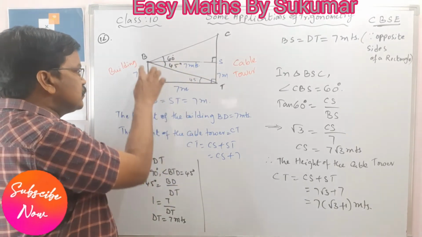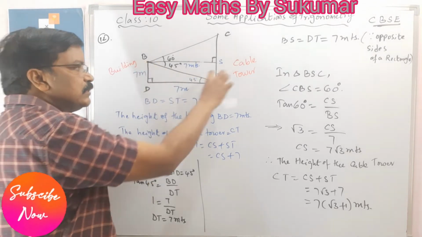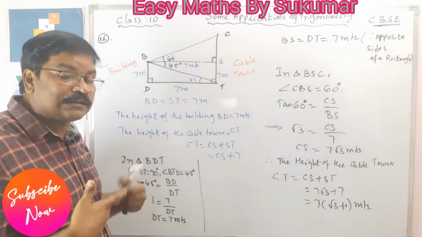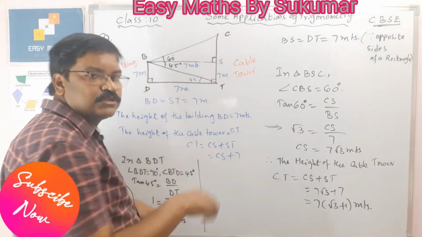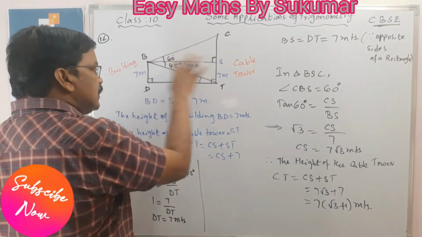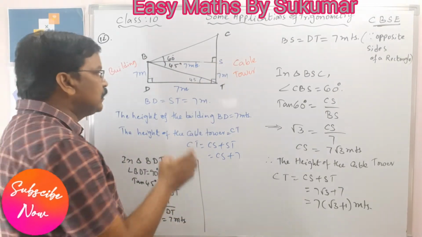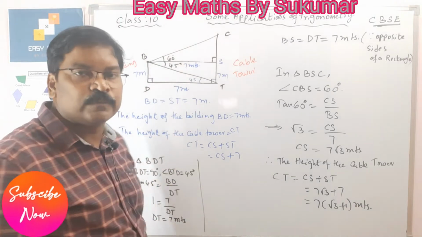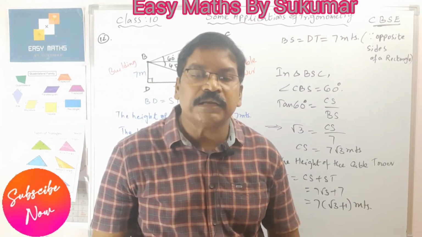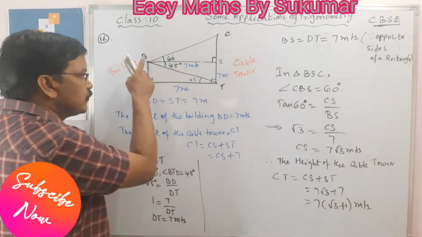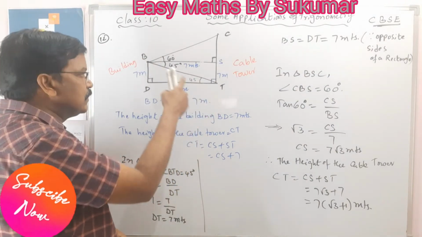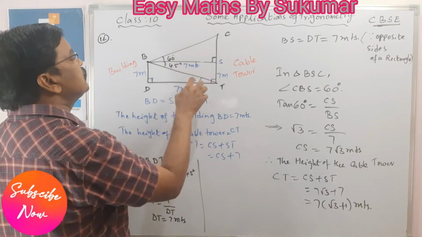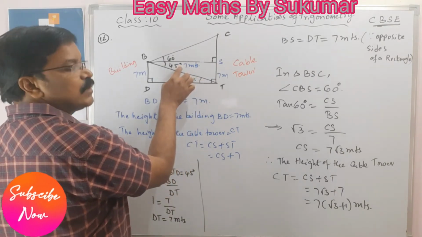So my dear students, the building height is given as 7 meters. It is also equal to ST. Why? This BDTS is a rectangle, so BD and ST are equal. Then these 45 degrees and 45 degrees are both equal. The reason is alternate interior angles. This BT is a transversal, so these two angles are alternate interior angles. Therefore, this is 45 degrees, and this is also 45 degrees.